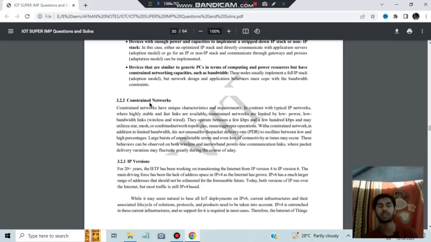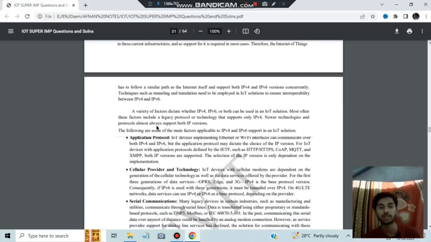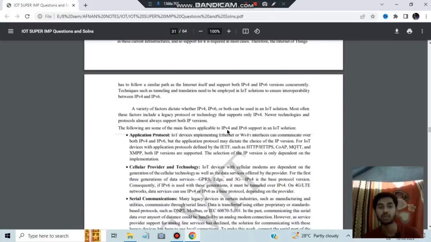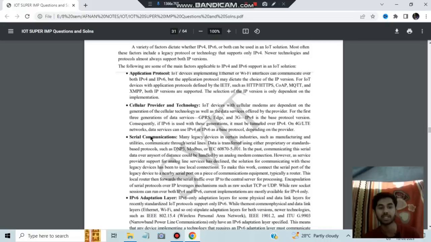Next we have the constrained networks. The networks are very constrained, so they transfer information at a very low scale, and if optimized, the transfer will be firstly much faster, and second more scalable. The third is the IP versions. Different IP versions are not compatible with the existing IoT, so it has to be optimized so that existing IP versions like IPv4 and IPv6 will be applicable with IoT. The following main factors are applicable to IPv4 and IPv6; go through them. Here some factors are given.